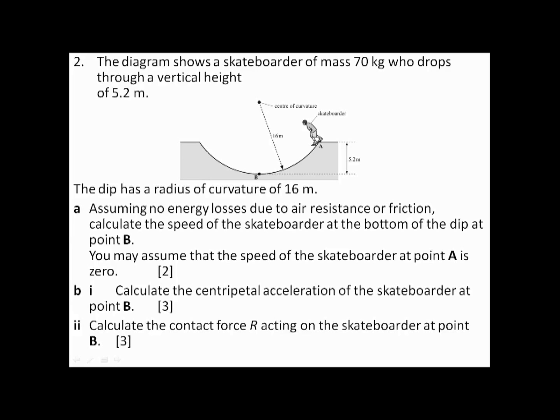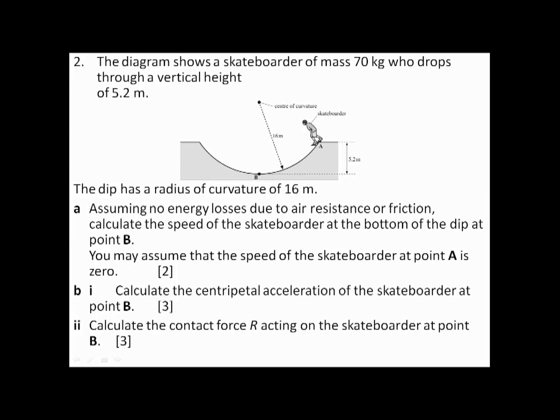Now, question A. Assuming no energy loss due to friction and frictional resistance, so this is your ideal system, calculate the speed of the skateboarder at the bottom, B. You can see where B is. It's about 5.2 meters below A. You may assume that the speed of the skateboarder at point A is 0.